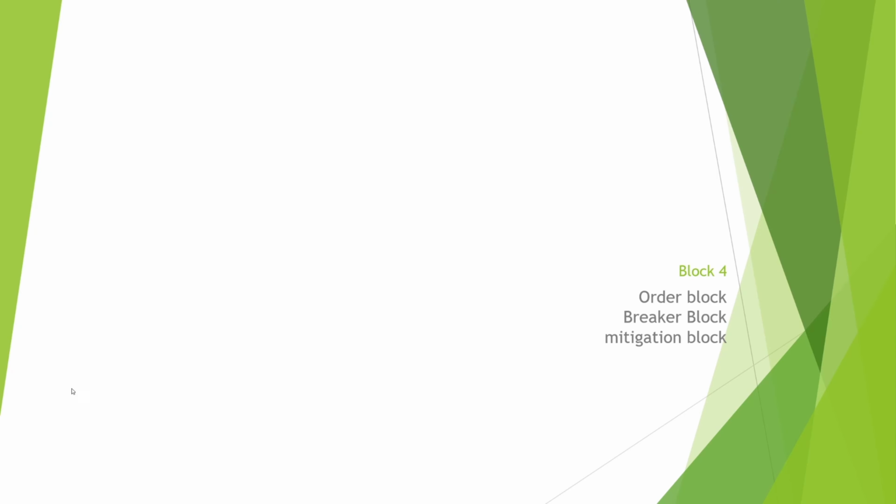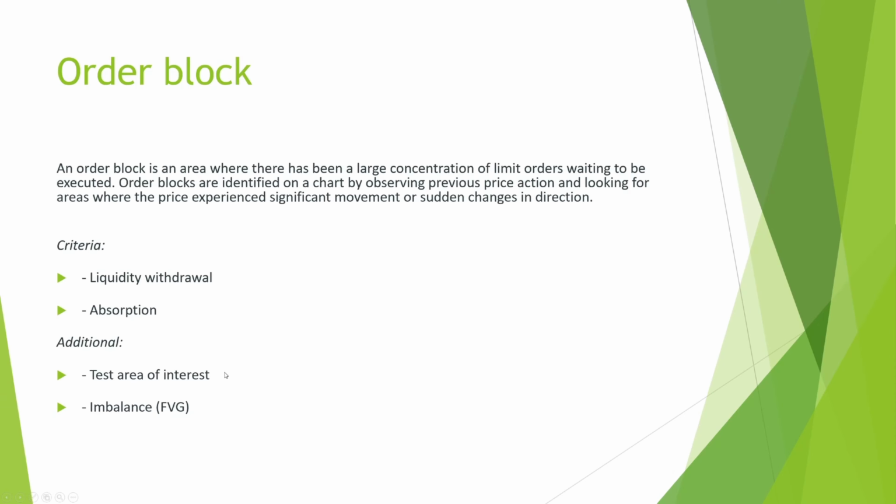Let's start. Today we start with order block. An order block is an area where there has been a large concentration of limit orders waiting to be executed. Order blocks are identified on a chart by observing previous price action and looking for areas where the price experienced significant movement or sudden changes in direction. Criteria: liquidity withdrawal, absorption, and additional criteria: test of area of interest, imbalance.